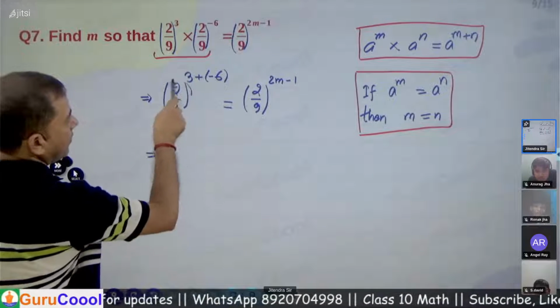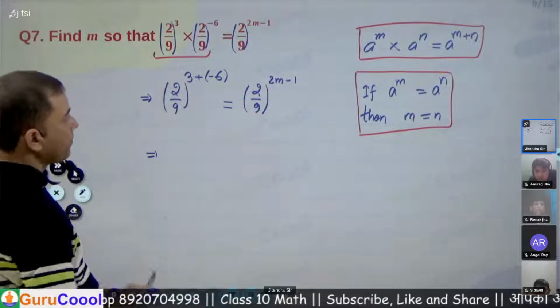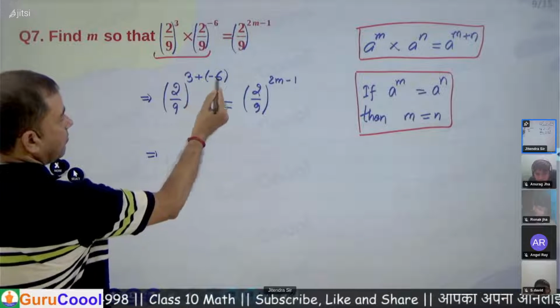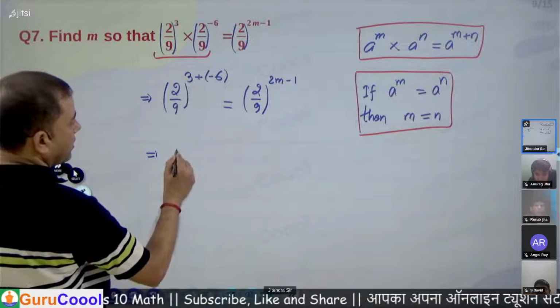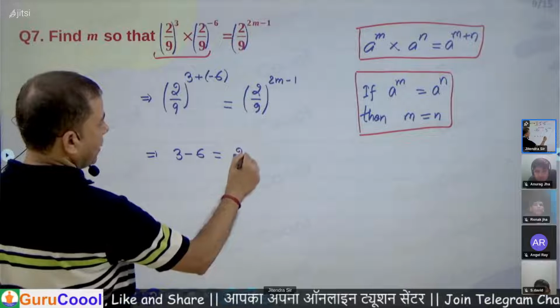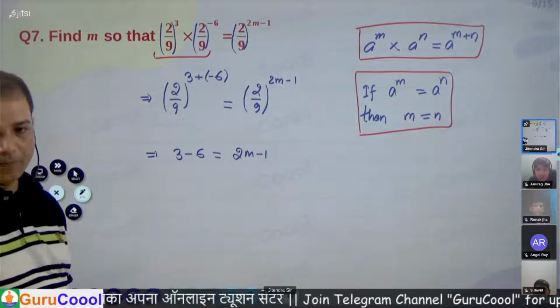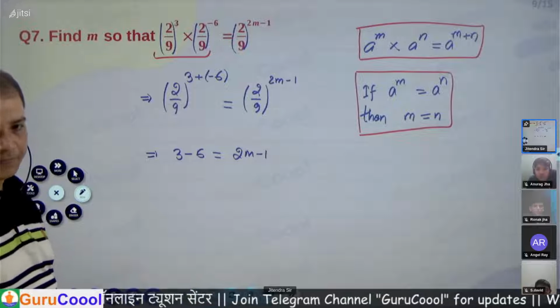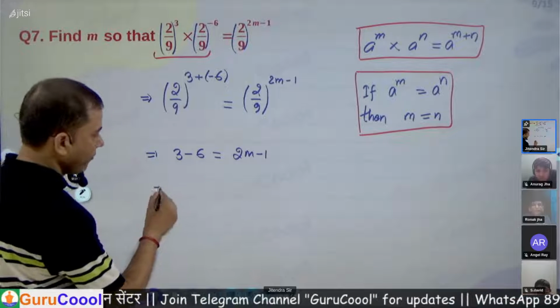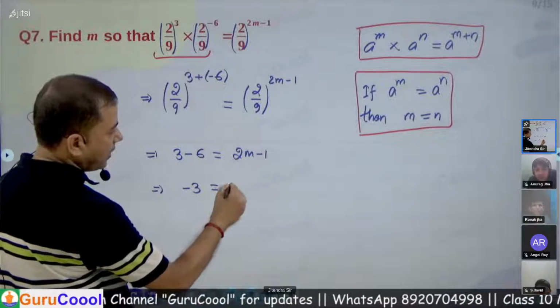We have same bases both sides. Let us ignore the bases. Write the power on the left. It is 3 minus 6, and on the right side power is 2m minus 1. Now we will get value of m by solving it. 3 minus 6 equals 2m minus 1 on the right side.